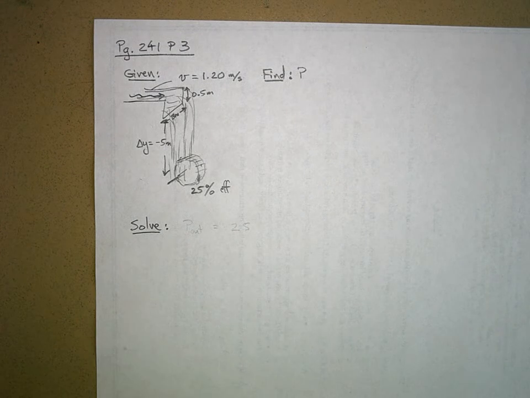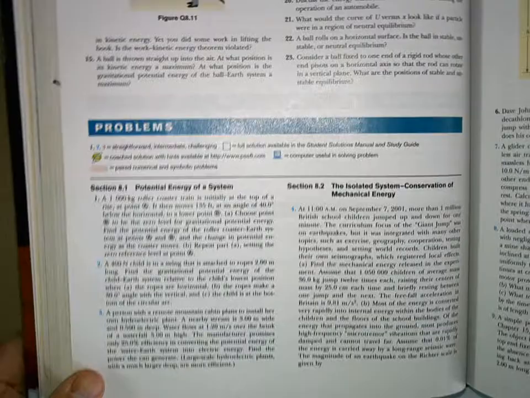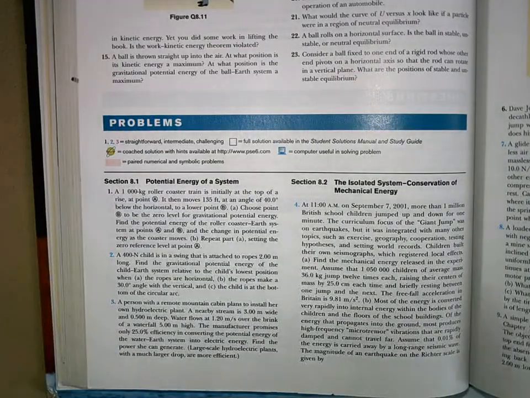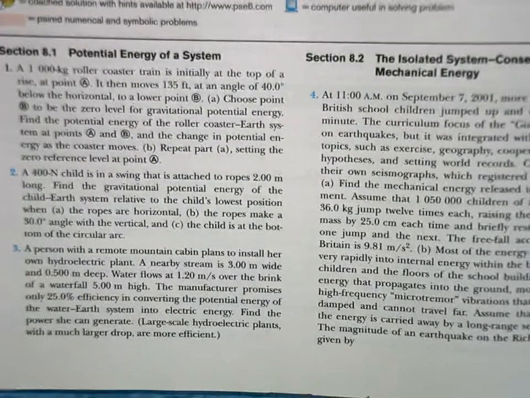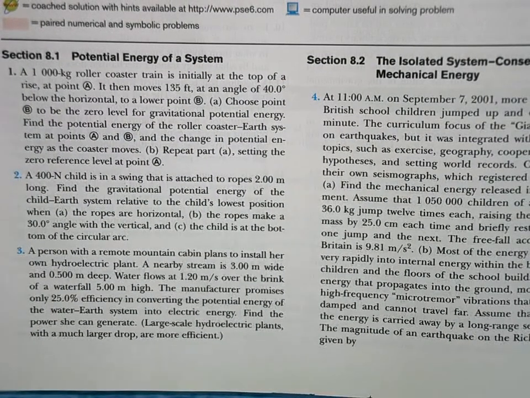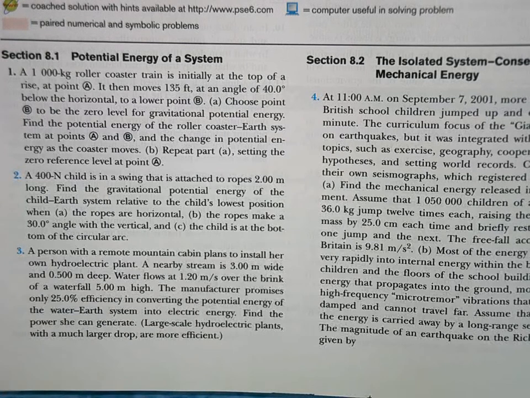Let's do problem 3 on page 241. Here it is in your book. Right here. Let me zoom in so you can see it. Okay, so it says a person with a remote mountain cabin plans to install her own hydroelectric plant.